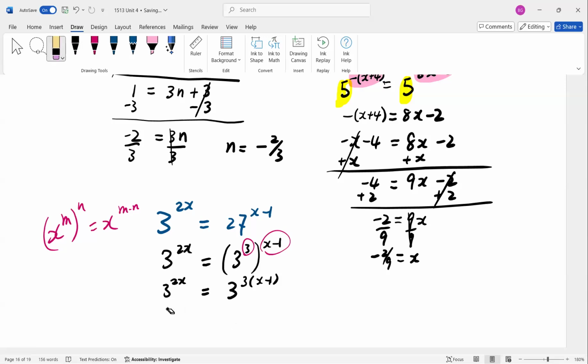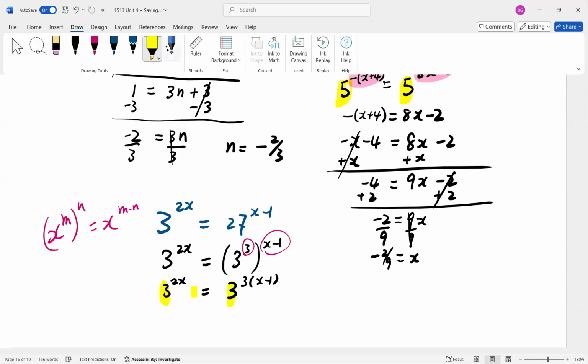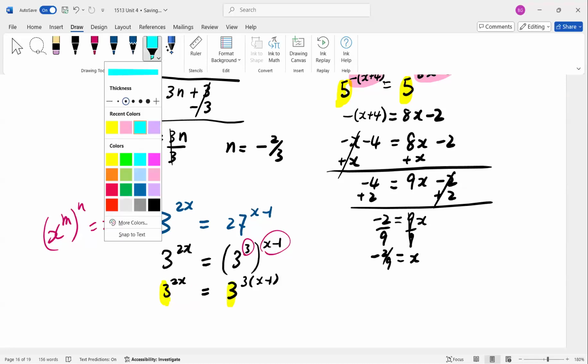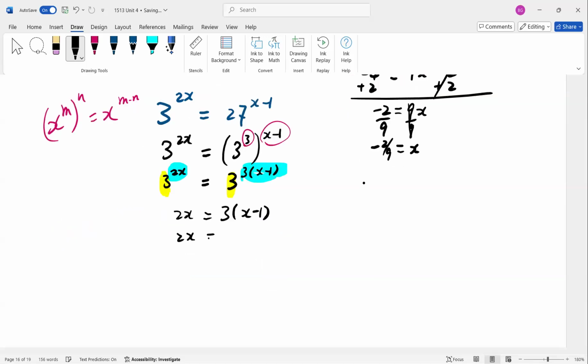We actually can equate exponents here. So the bases are the same now. They should have the same exponent. The 2x and the 3 times x minus 1 should be the same. 2x equals 3 parentheses x minus 1. And then we have to distribute. 3 times x, 3x, 3 times 1, 3, and then minus 2x, 0.